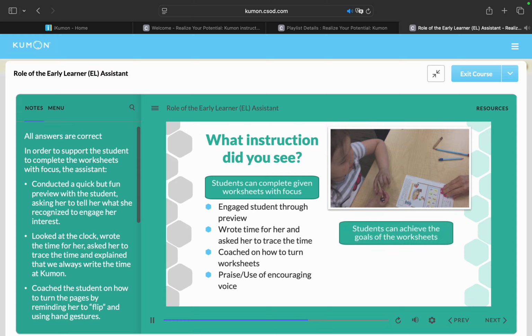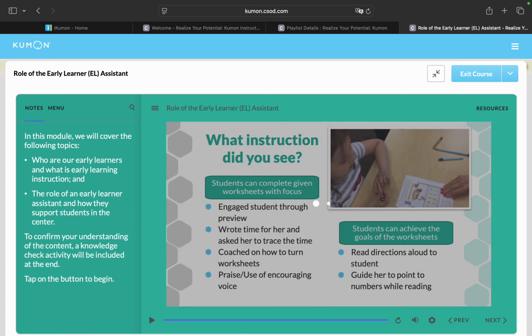To support the student to achieve the goals of the worksheets, the assistant read the directions aloud to the student on each page, including notes at the bottom. She also made sure to guide the students to complete the worksheets correctly by asking her to use her finger to point. This is just one example of how an early learning assistant can provide instruction to an early learner.